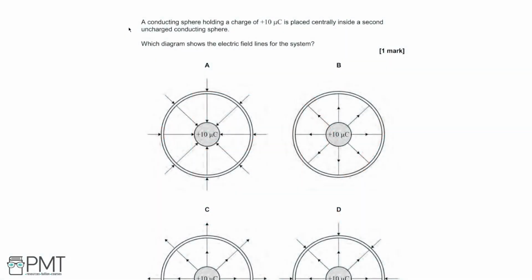This question is about electric fields. The question says, a conducting sphere holding a charge of plus 10 microcoulombs is placed centrally inside a second uncharged conducting sphere. Which diagram shows the electric field lines for the system?